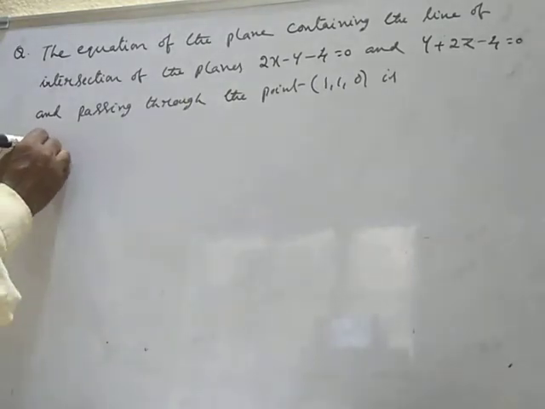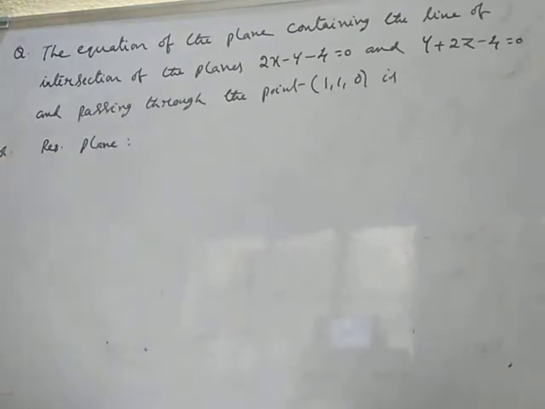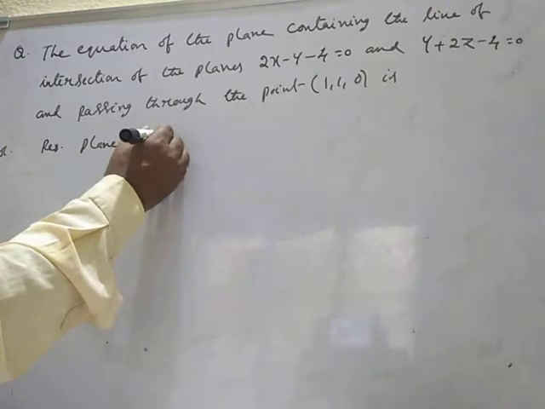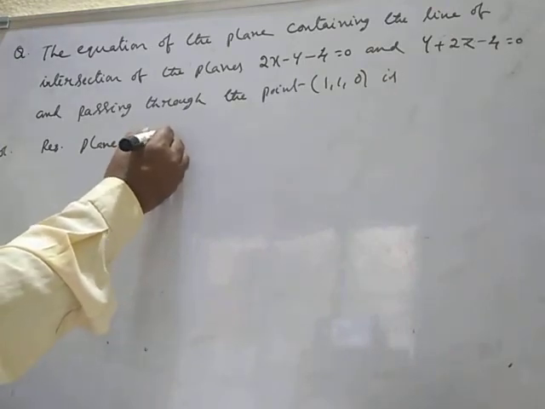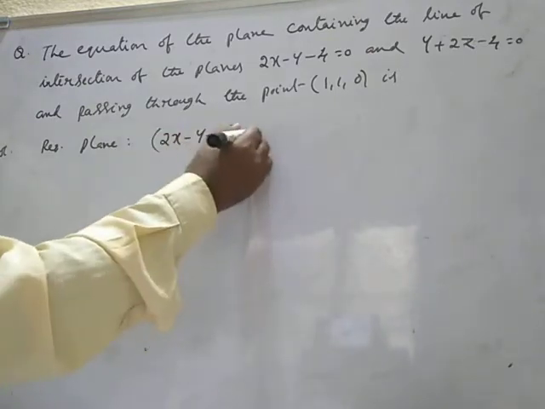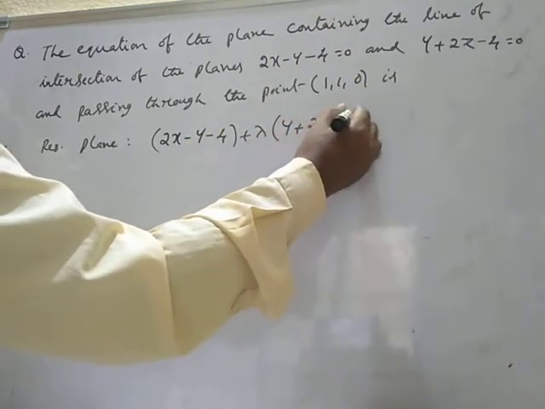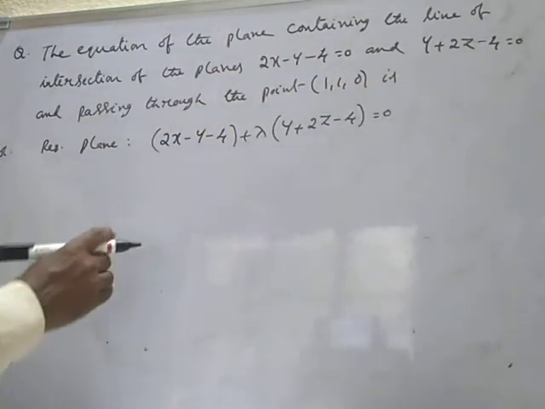The required plane is of the form pi 1 plus lambda pi 2 is equal to 0. The equation of the plane passing through the line of intersection of the planes pi 1 and pi 2 is of the form pi 1 plus lambda pi 2 is equal to 0. Here pi 1 is 2x minus y minus 4 plus lambda into pi 2. Pi 2 means y plus 2z minus 4 is equal to 0.